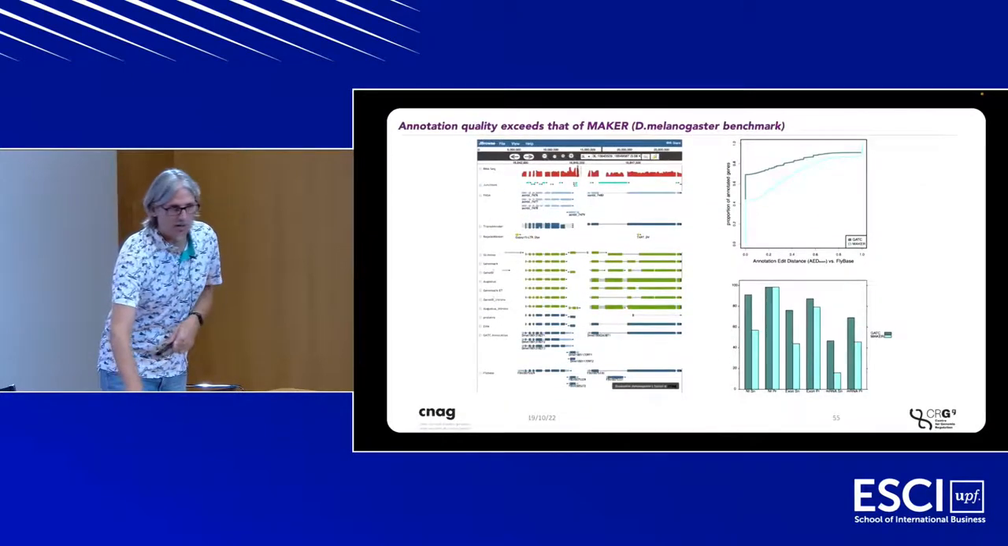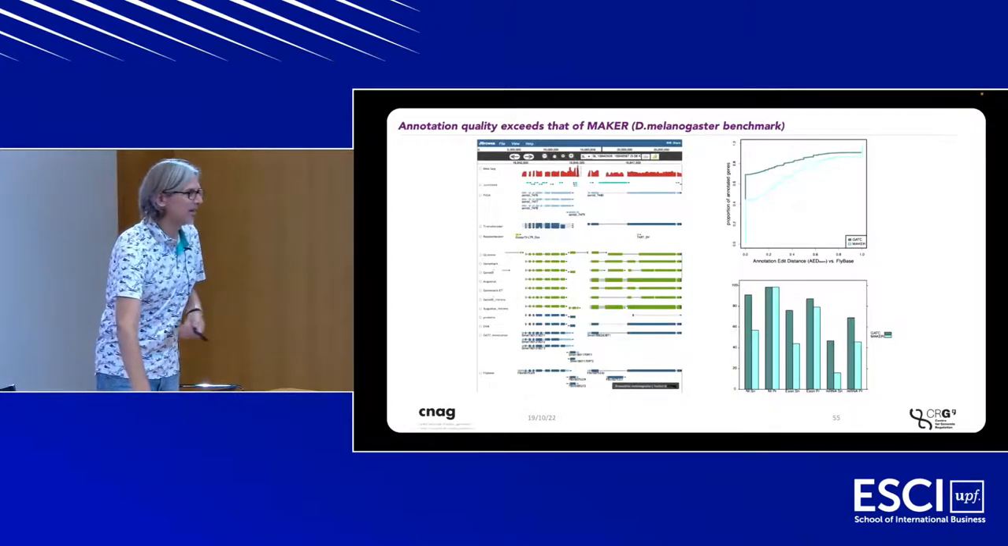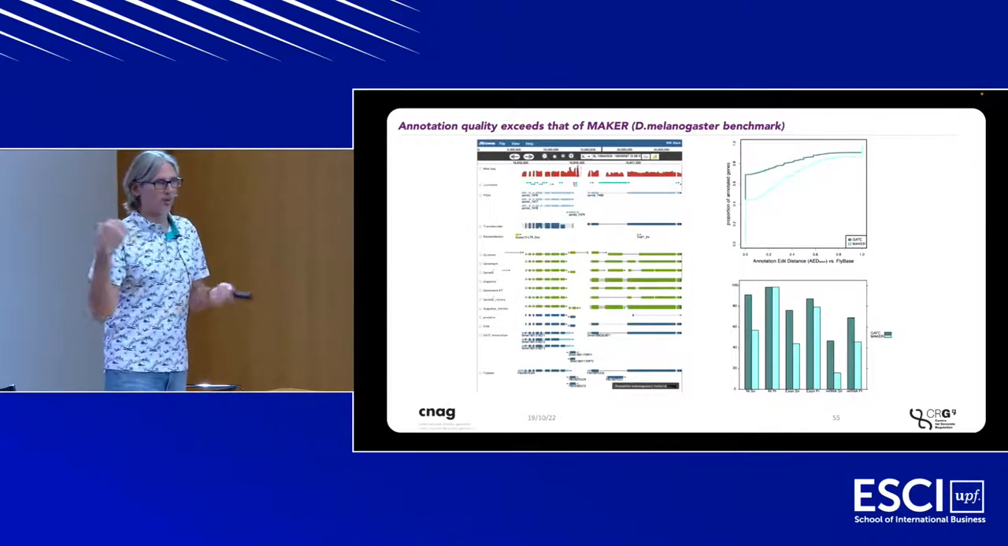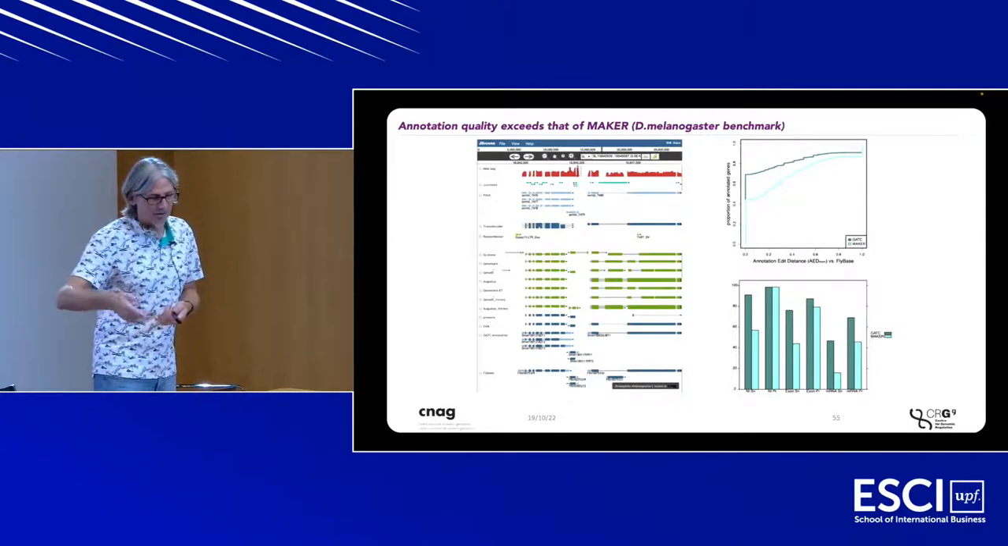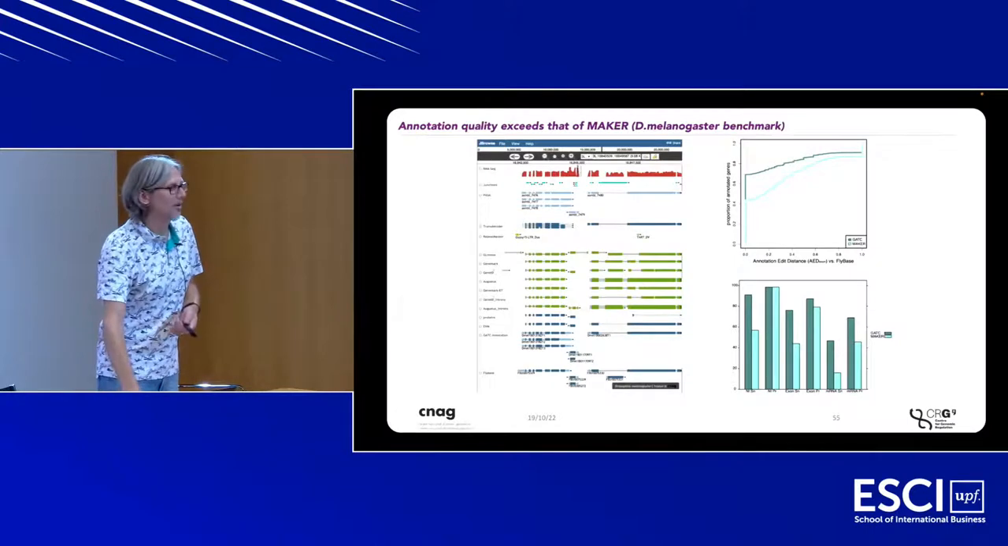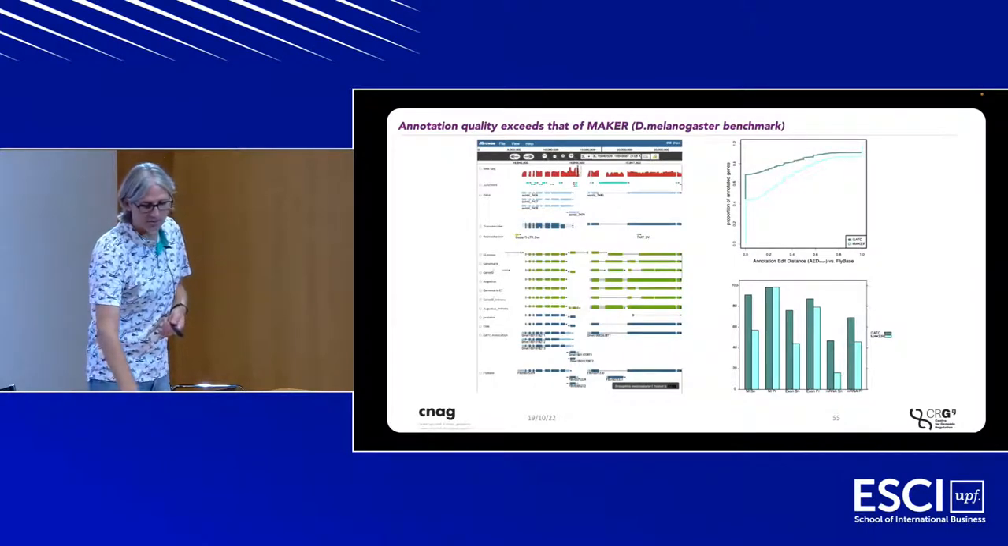And we did some benchmarking of the annotation against Maker. We need to do it again against the new ones, it's constant work. Tweaking the pipeline, checking against Maker, BRAKER, BRAKER2, all these pipelines. So there's a lot of pipelines out there.